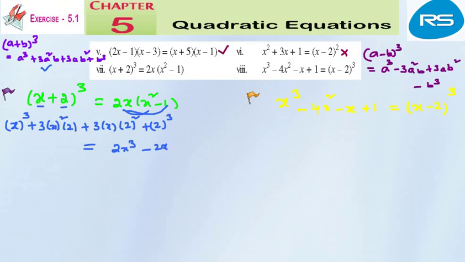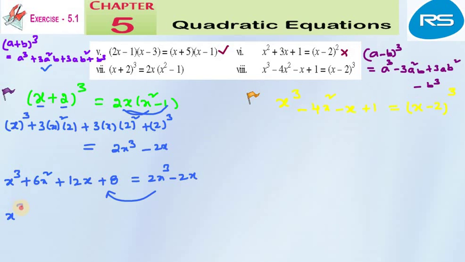Now further simplification. If I simplify this, what will I get? x cube, and you will get 6x square, and here you have 4 into 3, 12, so 12x plus 2 cube, that is nothing but 8, and that is equal to 2x cube minus 2x. And all these terms you can transpose to the left hand side.